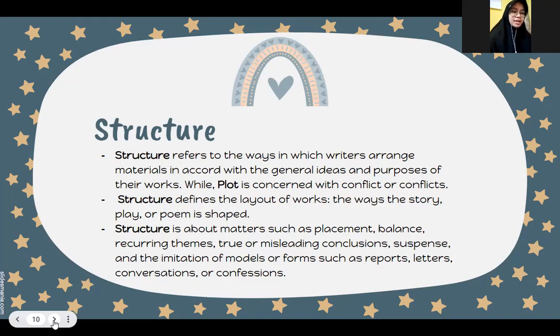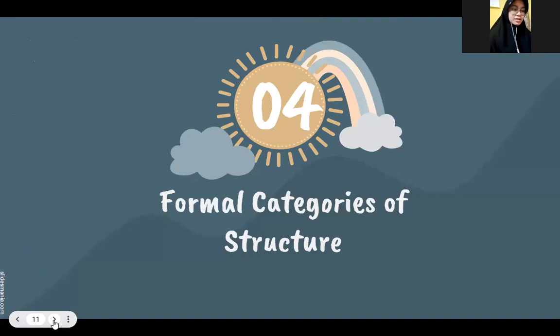Structure defines the layout of works, the ways the story, play, or poem is shaped. Structure is about matters such as placement, balance, recurring themes, true or misleading conclusions, suspense, and the imitation of models or forms such as reports, letters, conversations, or confessions. Next slide, please. Now it's about formal categories of structure. Next slide, please.